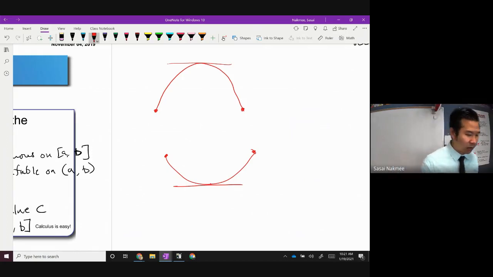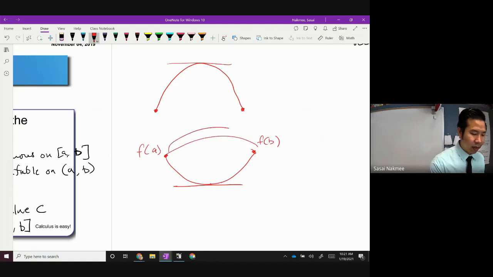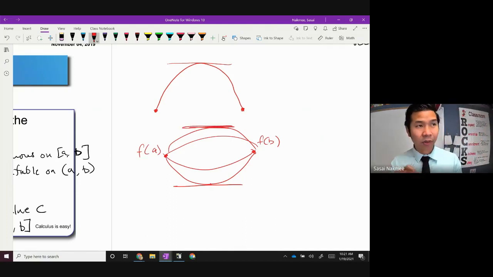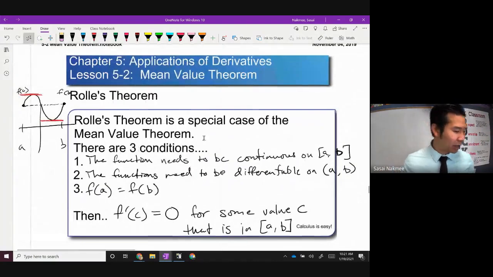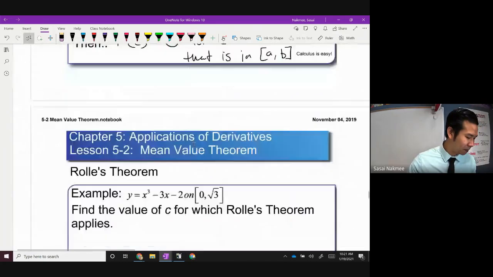As long as it's continuous and differentiable, there's no way to go from point A to point B if they're at the same height without this happening. There's no way you can draw this line from here to here, no matter what, as long as it's continuous and differentiable, without having a point somewhere in between where the derivative is going to be flat. Okay, so that's Rolle's theorem in a nutshell.